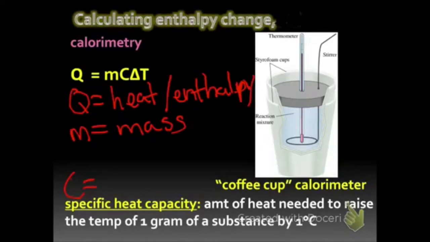And that's a characteristic of all matter, and what it is is the amount of heat needed to raise the temperature of 1 gram of a substance. So the C is this. So it's how much energy it takes to raise the temperature of something. And different substances all have different specific heat capacities.